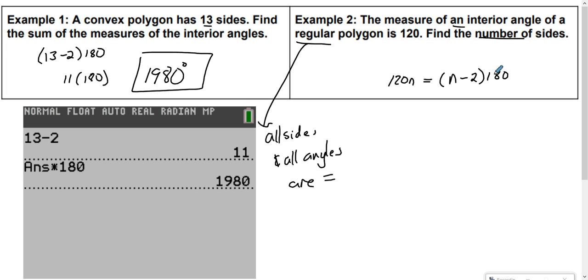Do some algebra. So I'm going to start by distributing this 180. Nice thing is all these problems look identical. So we're going to get 120n equals 180 times n is 180n. 180 times this negative 2 is negative 360. I am then going to subtract 180n from both sides.